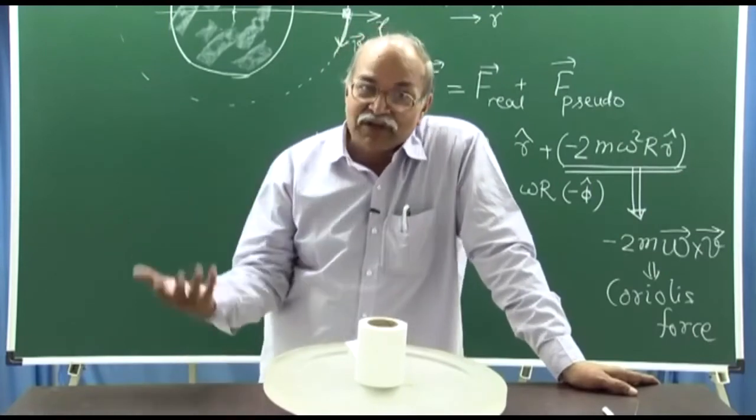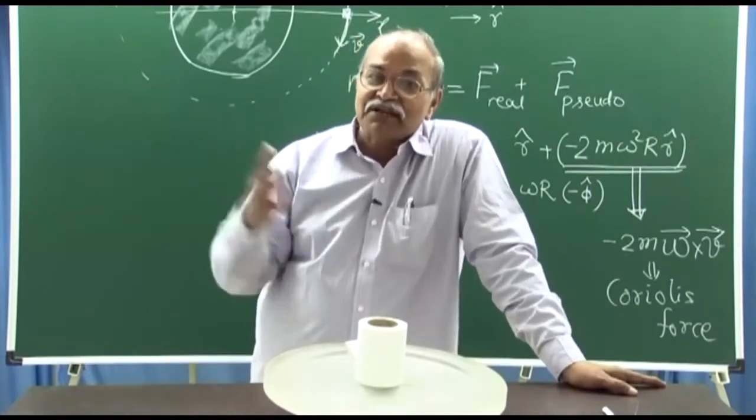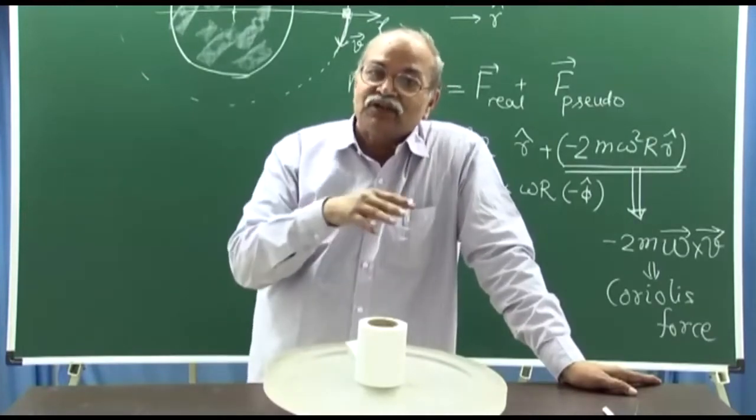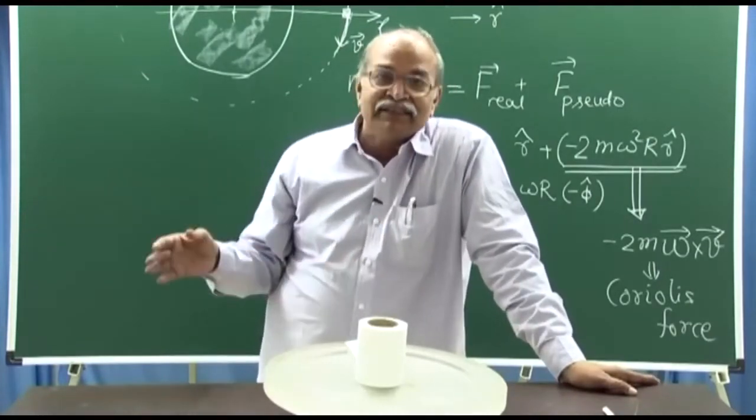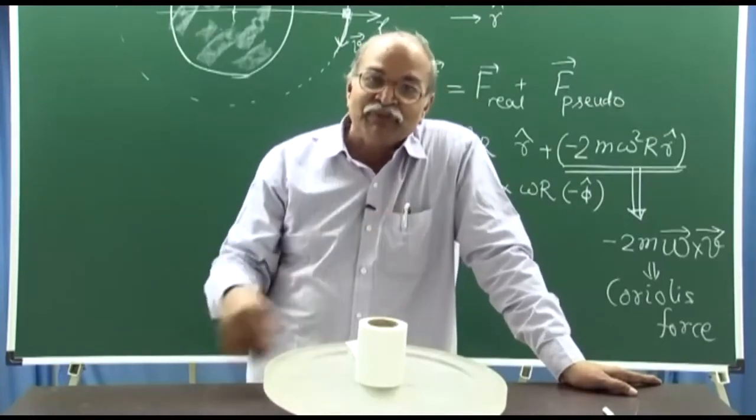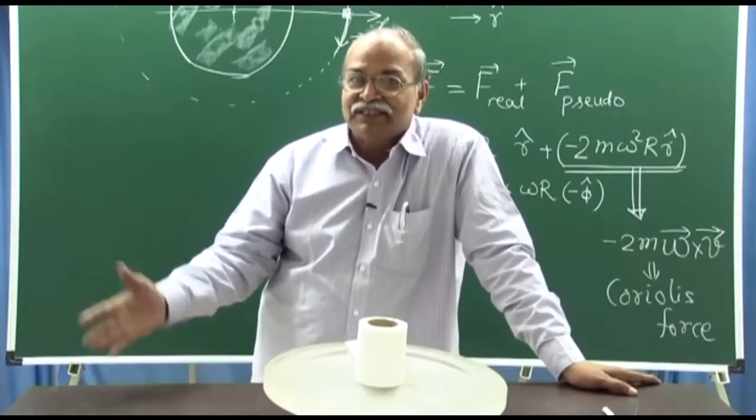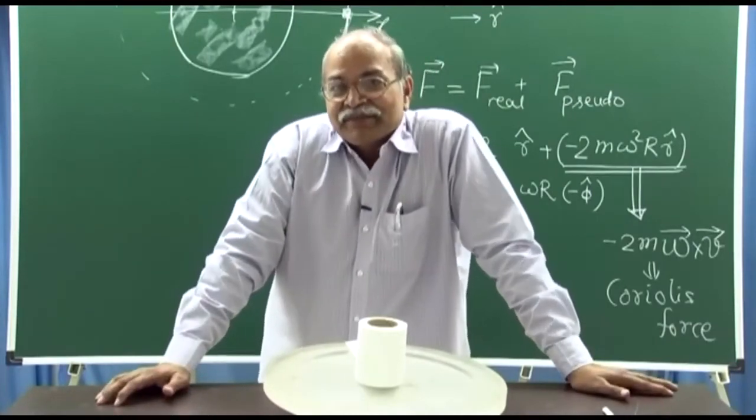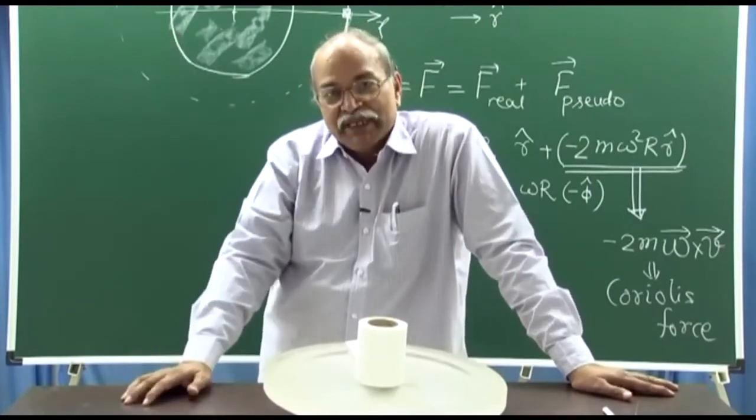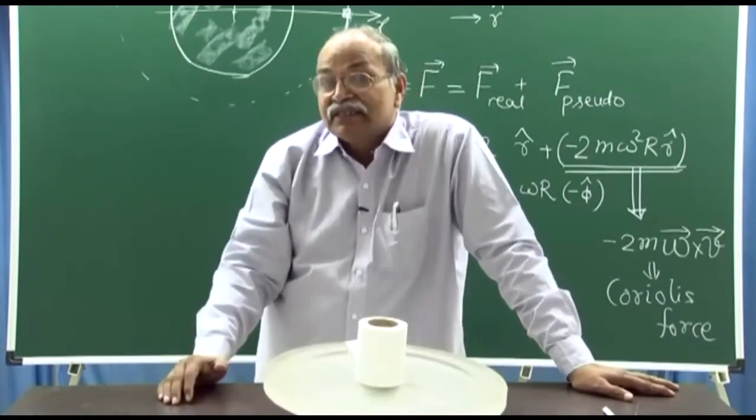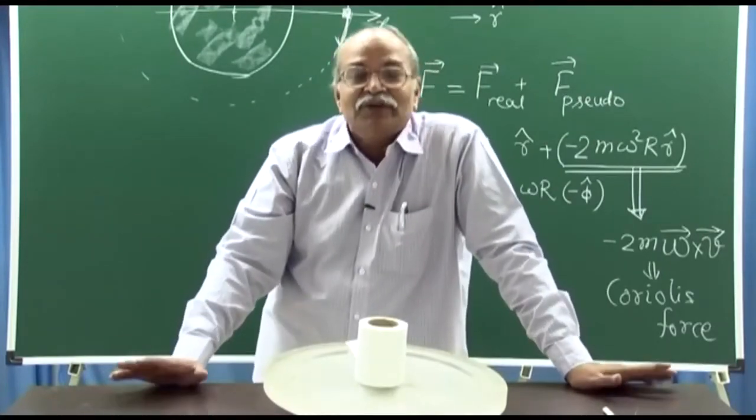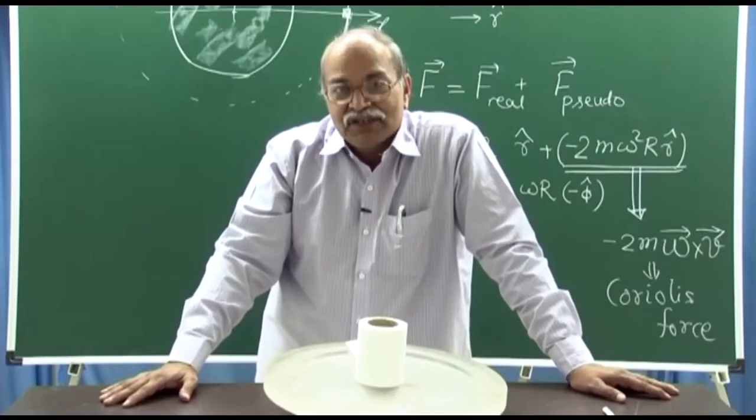Our cyclones are because of that. Because of pressure difference, air mass moves radially towards the center or away from the center, and then the transverse force makes it a cyclonic movement, and many other things which are there. If you project something with a big speed where the range is large, then that lateral deflection can be visible. So, all those things are effects of Coriolis force.